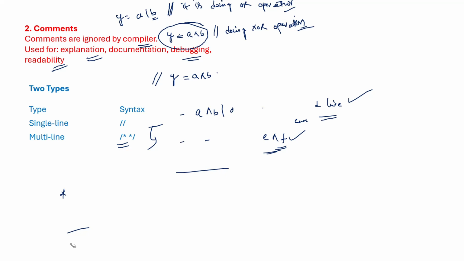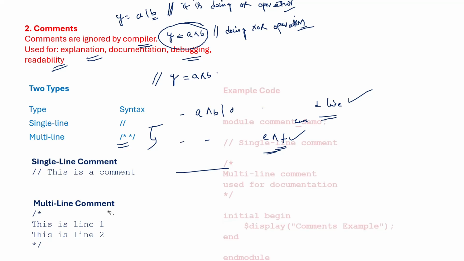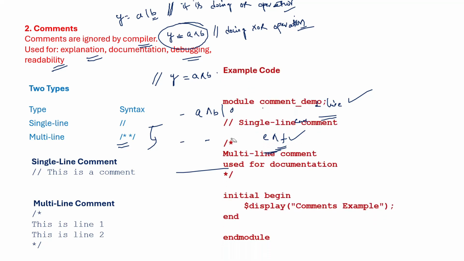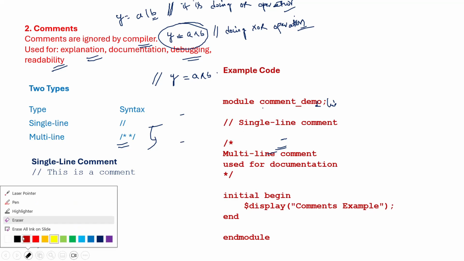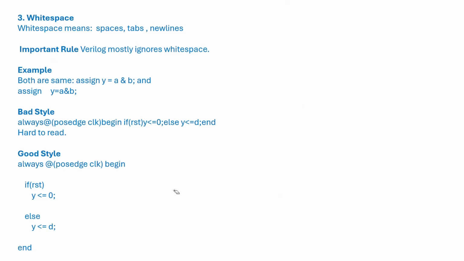Okay, so that is the need of commenting lines. So single line comment and multiple line comments. See, this is the example code. Suppose a single line you want to comment, so just go for the double forward slashes. Okay, and then if you like C language only.